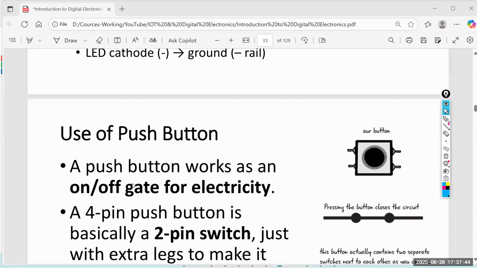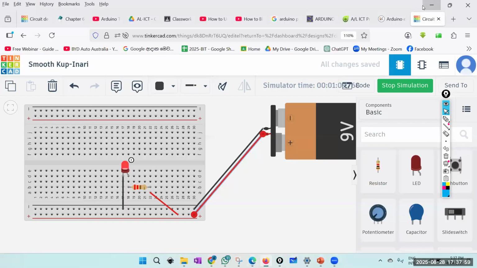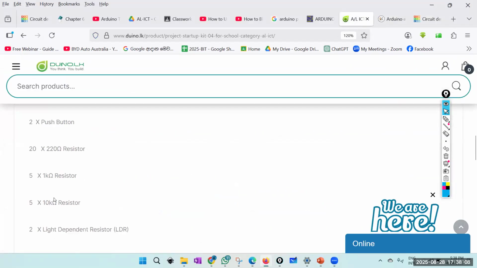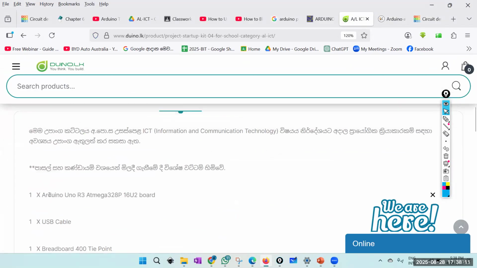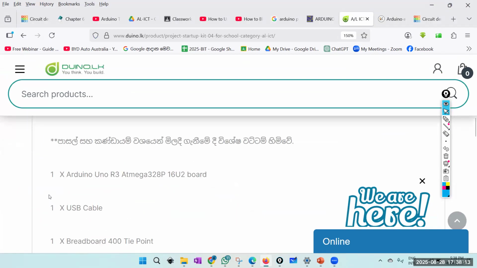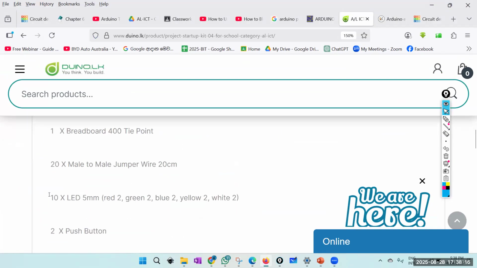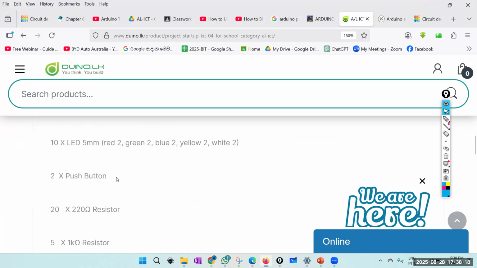Right. So the next device we are interested in is the push button. Again, if you get a physical set for the Arduino, definitely there will be push buttons. So let's see whether these sets have push buttons. Make sure when you get it, you know what the necessary things are. Okay. You can see two push buttons.